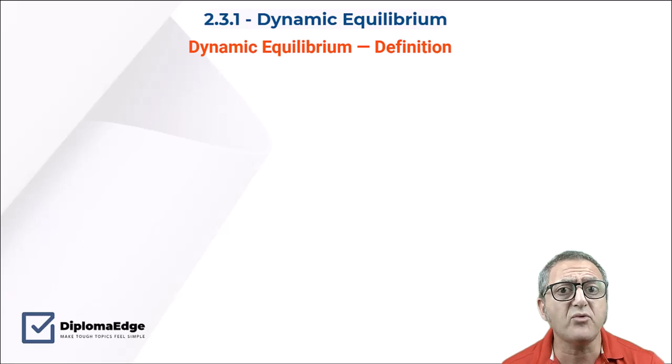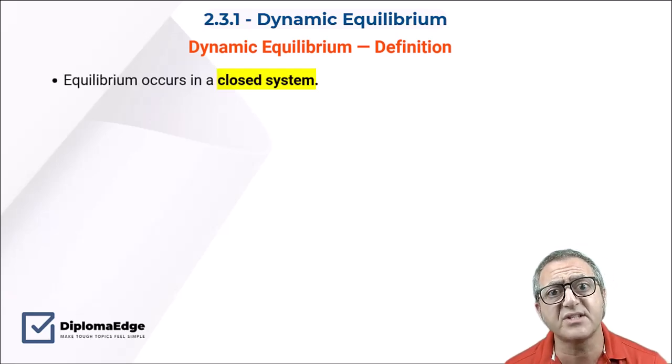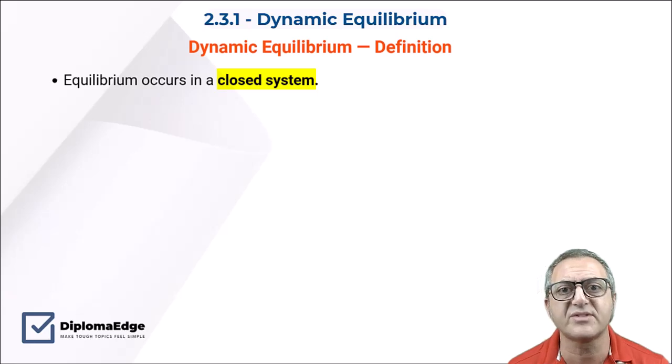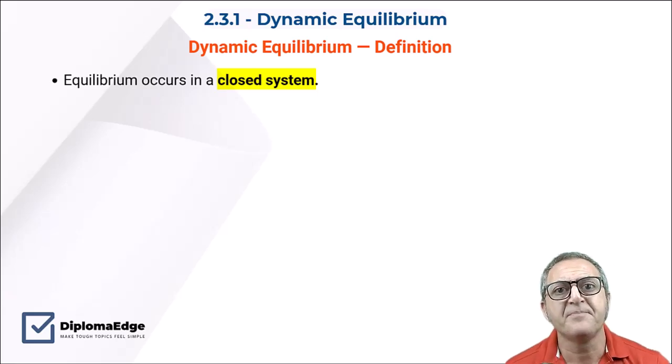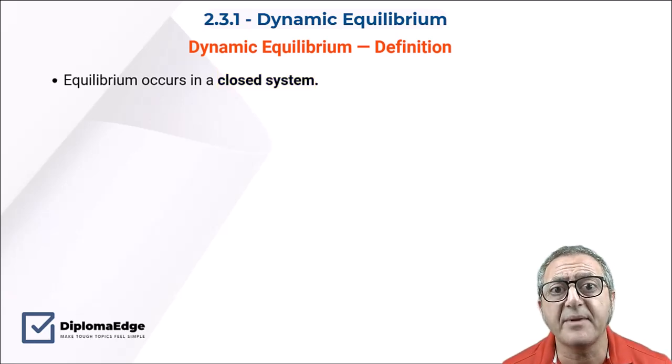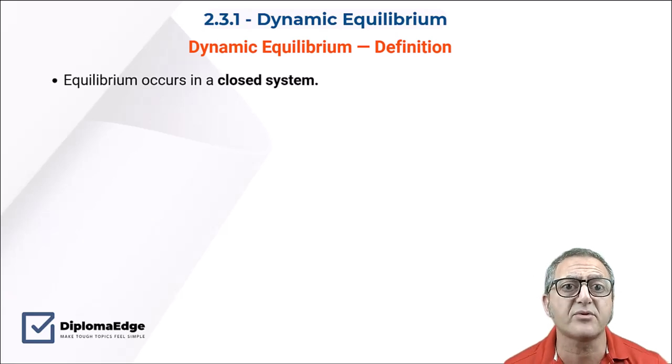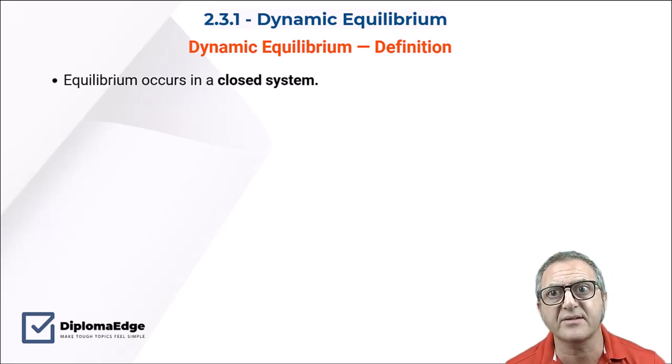And for equilibrium to happen in a chemical reaction, the first thing that we need is a closed system. We're going to define what a closed system is later. But there are reactions that actually can happen in the two directions at the same time, from the reactants to the products and from the products back to the reactants.